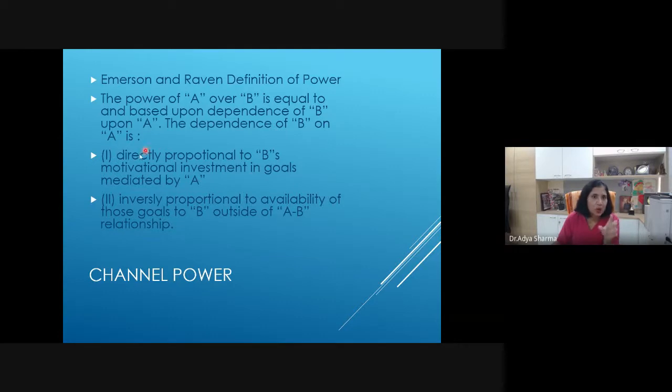The dependence of B on A is also inversely proportional to the availability of these goals outside this relationship. What does it mean? If the goals that B is seeking are easily available outside this relationship, which means the more options B has, the less B is dependent on A, and the less is the power of A. Right? So if these goals are easily available with other parties also, that means if B has a lot of choice, then the power of A decreases.